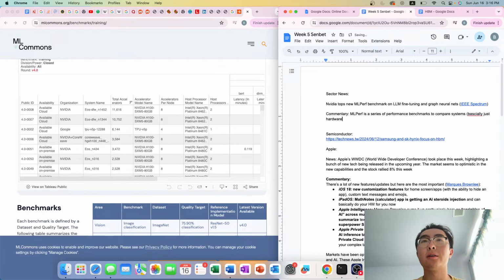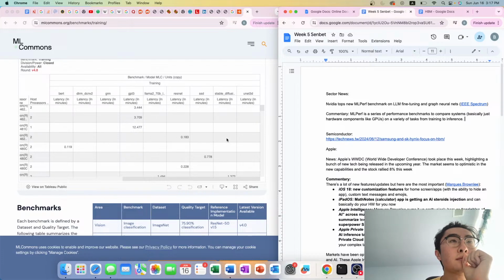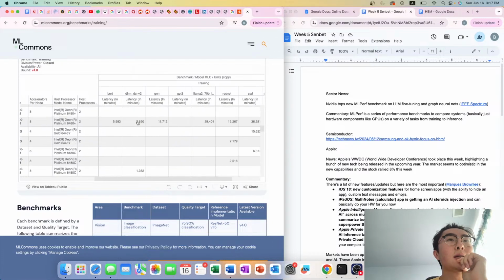Basically just hardware components like GPUs, ability, a variety of tasks from training to inference. Okay, so this is interesting.